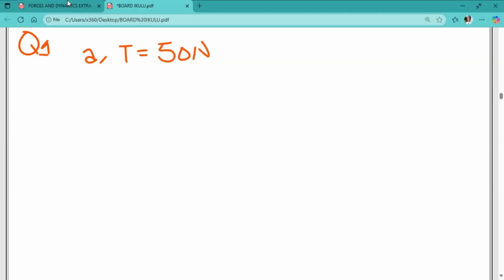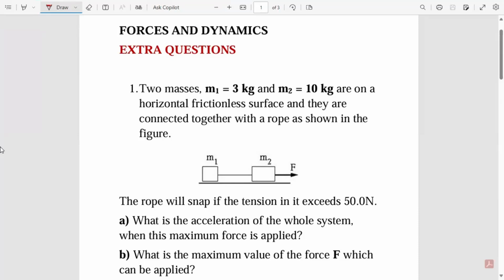If you look at this diagram, we've been given two masses, and since these masses are lying on a surface, we can indicate the free body diagram. There's mg pointing down, and a normal force pointing up. Even here, there's a normal force pointing up and mg pointing down. In the string, there's tension pointing in front and tension pointing behind. So the question is, what is the acceleration of the whole system when the maximum force is applied? We've already explained that when the maximum force is applied, the tension is equal to 50.